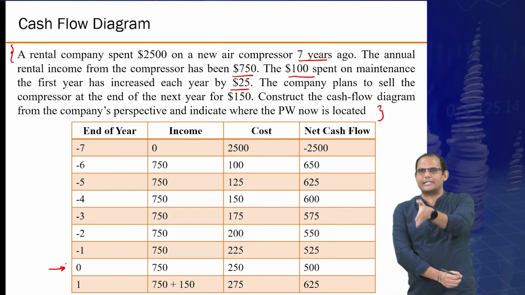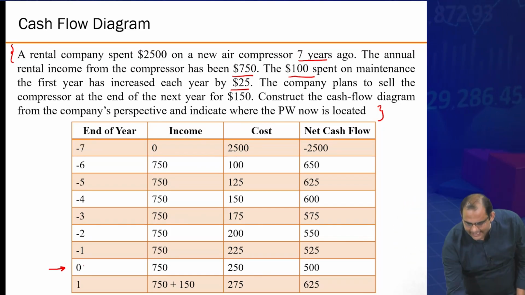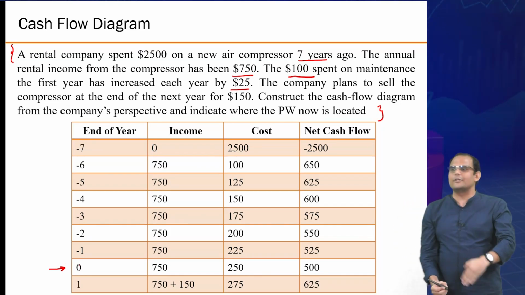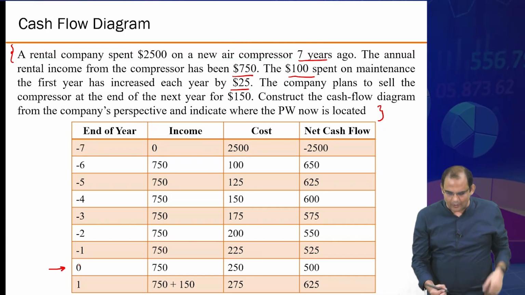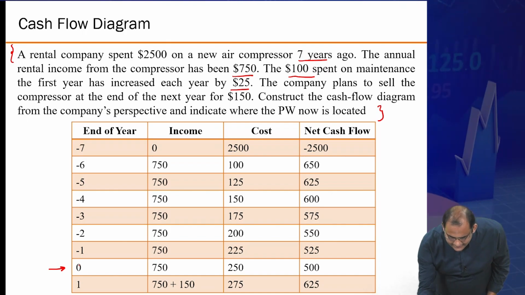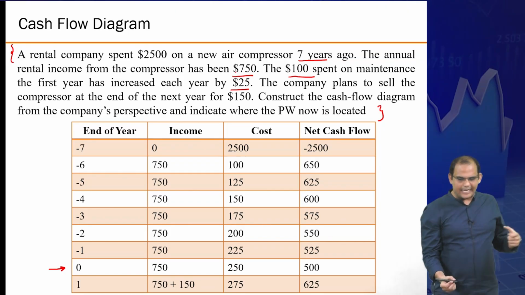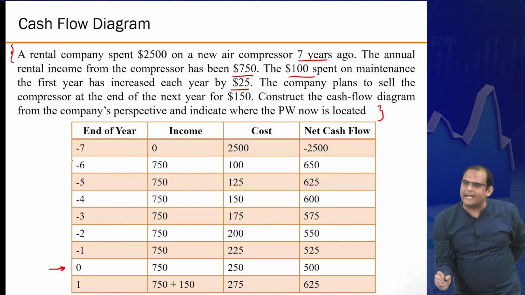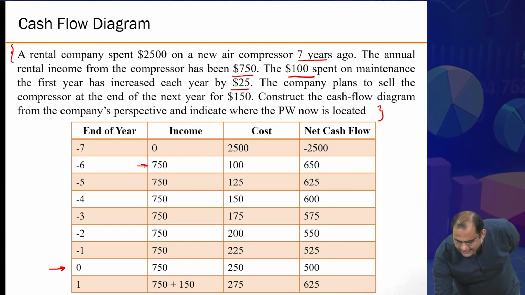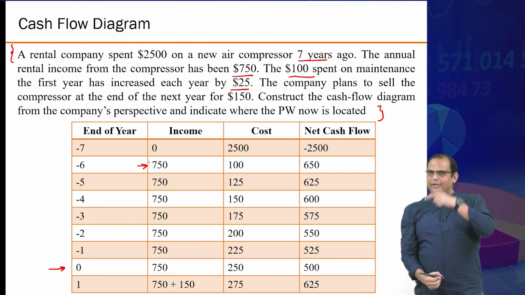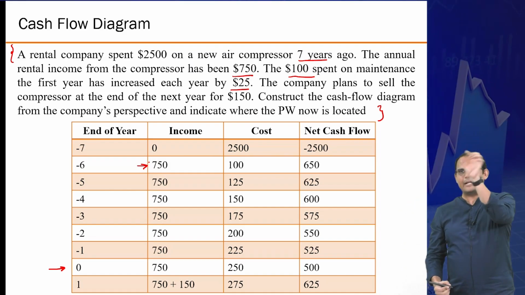So right now, this is the point that is naturally being given in this particular problem, right? So I am setting my time 0 at this time. So I have to start plotting the transactions that started occurring 7 years ago, right? What was occurring? The rental income from the compressor was $750. Again, you are using the end of period convention. So this first 750 is shown at the end of period -7 to -6, at that boundary, not at the starting of period -7.